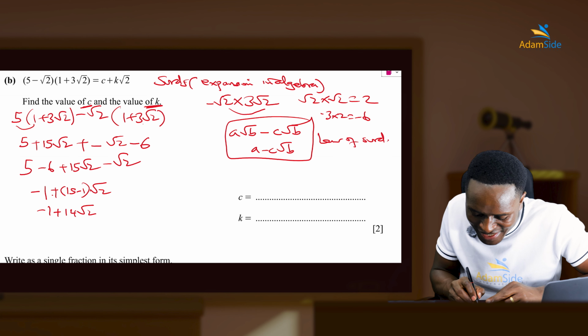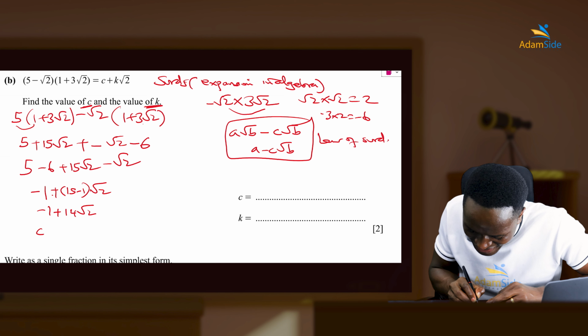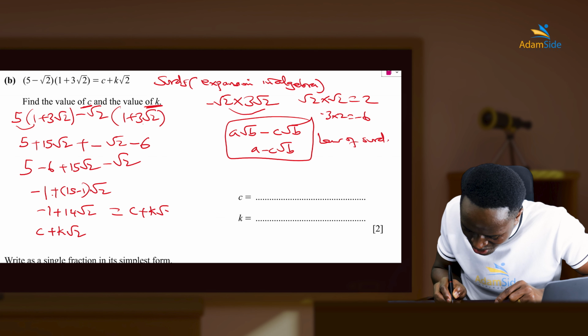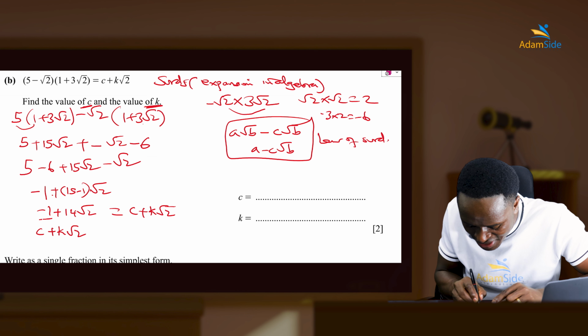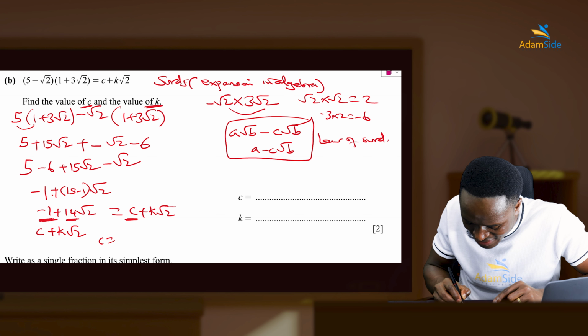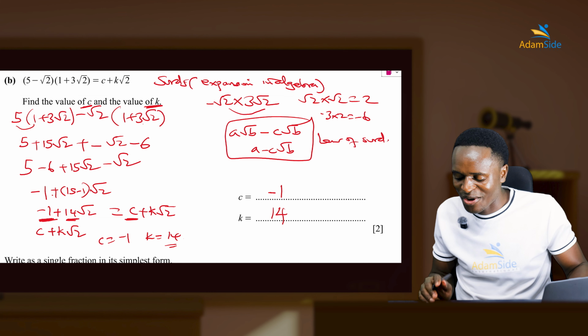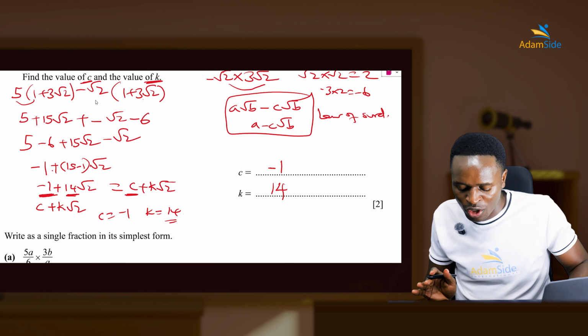So what will be our c? Remember, it says leave your answer in the form c plus k root 2. But this negative 1 plus 14 root 2 is equal to c plus k root 2. So just compare. The coefficient negative 1 is the same as c, and k is positive 14. That's it. So c is negative 1 and k is positive 14. Wow, you get your marks correctly. I hope you have understood there, candidate.